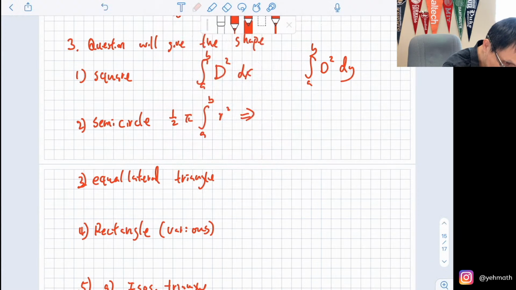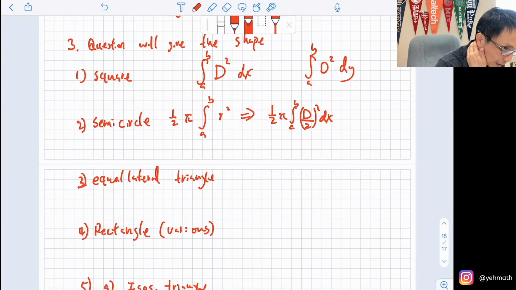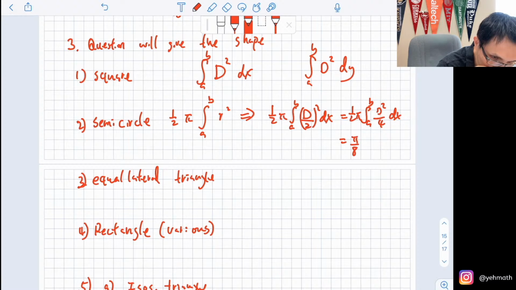So let me rewrite it. Half pi, d over 2 squared, and we're going to just say dx between a to b. Now, can I simplify this more? It becomes a to b of d squared over 4. Does that make sense? And can I do it even more? So pi over 8, between a to b, d squared. That's it.